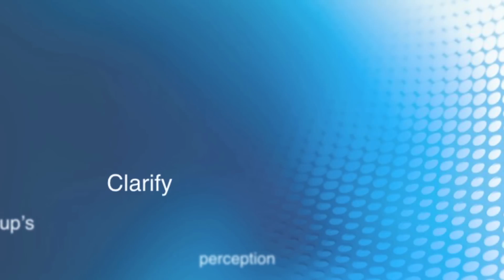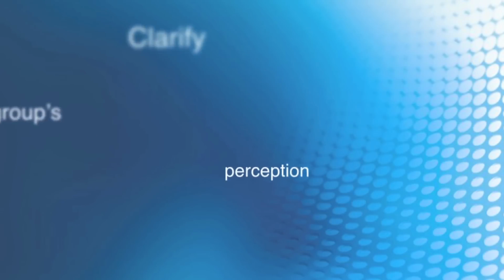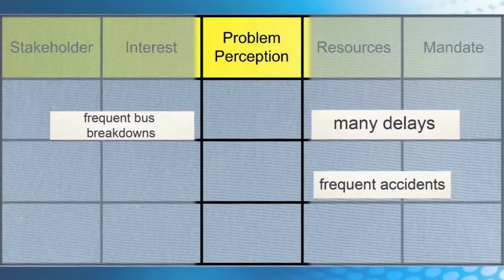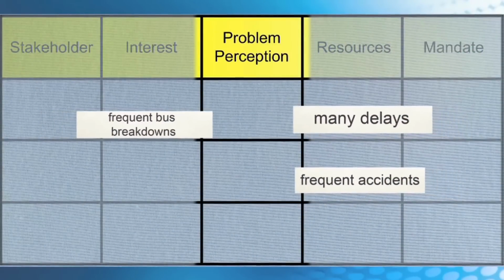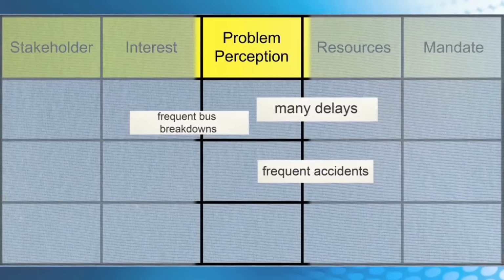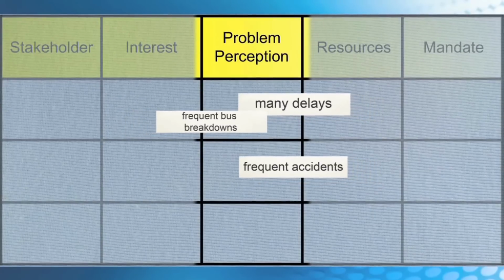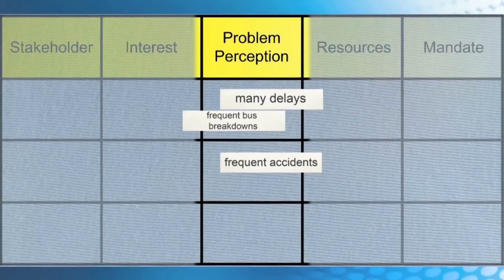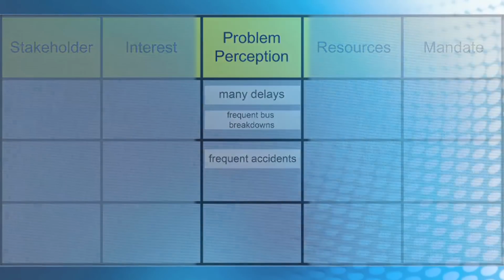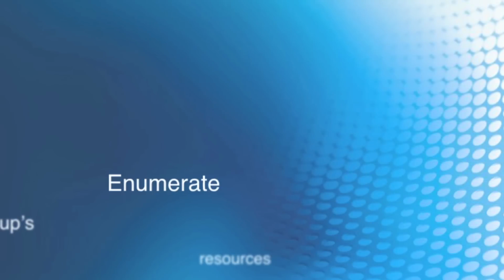Step 5. Clarify each group's perception of the development problem in column 3. State the perceived problem as clearly as possible. They should be stated as a negative statement and not as a solution. For example, roads that are poorly maintained is a clear perception statement compared with no road maintenance system, which is hinting to a solution.